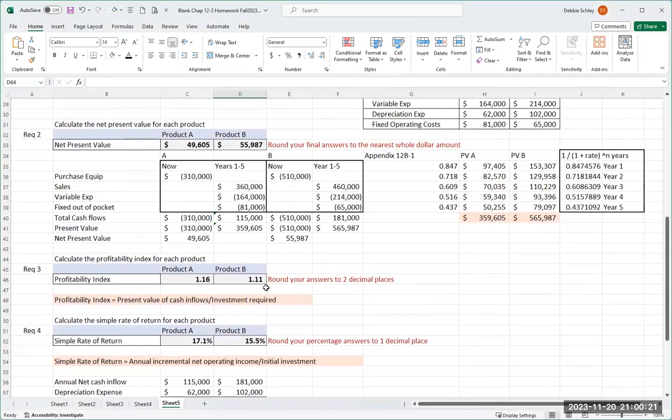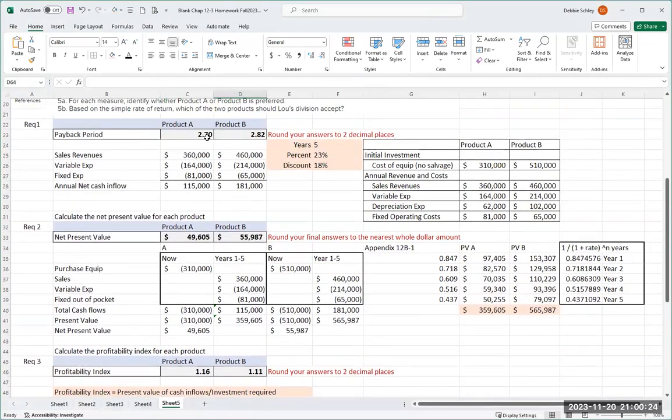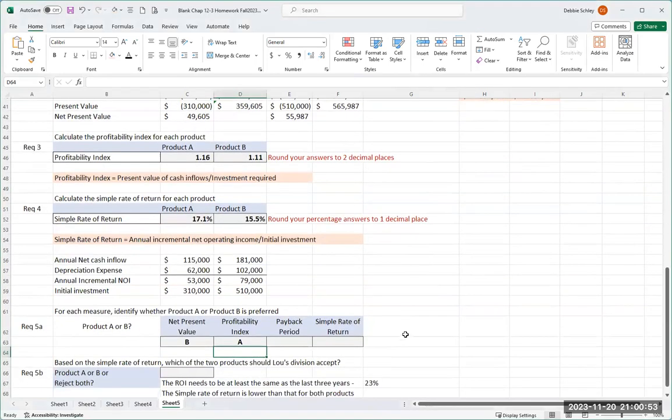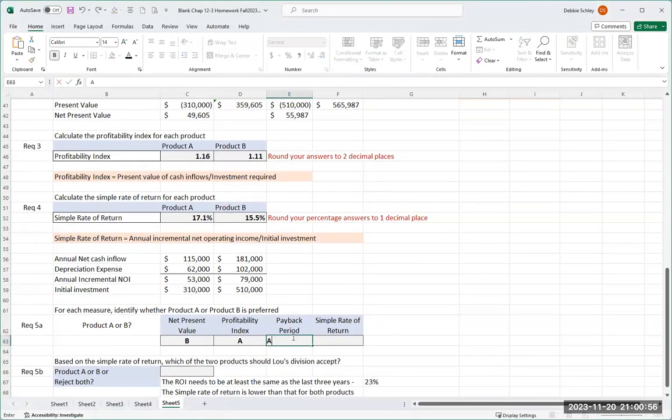Payback period. Clear back up here for required 1. Product B gets paid back slower, right? Yeah. So we want the lower number because that means it's paid off sooner, right? We're talking about how much of a year, so 2.7 of a year versus 2.82 of a year. So product B takes longer to pay off. So we would pick product A because it will get paid back faster. So payback period would also be A.